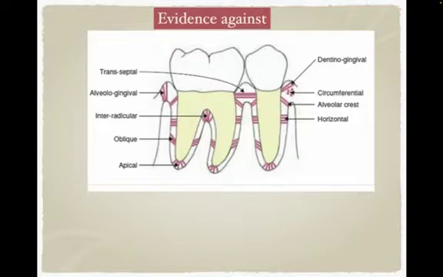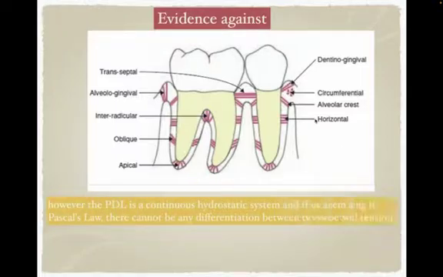So what is the evidence against the pressure tension theory? We are assuming that we have a different pressure between the tension side and the compression side. However, the periodontal ligament, as we can see here, is a continuous area. And according to Pascal's law, if you apply a pressure here, it will be distributed throughout the whole system. So basically, you can't have a higher pressure area on one side compared to the other side. That's a major fault in this theory.